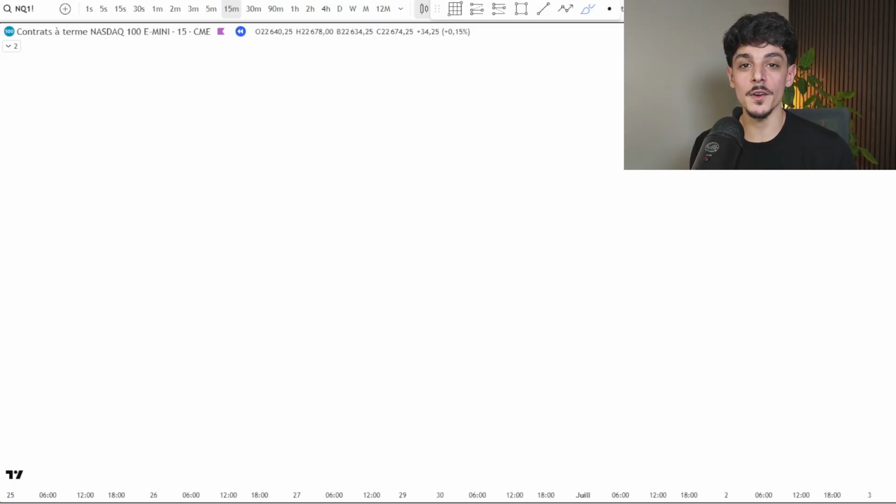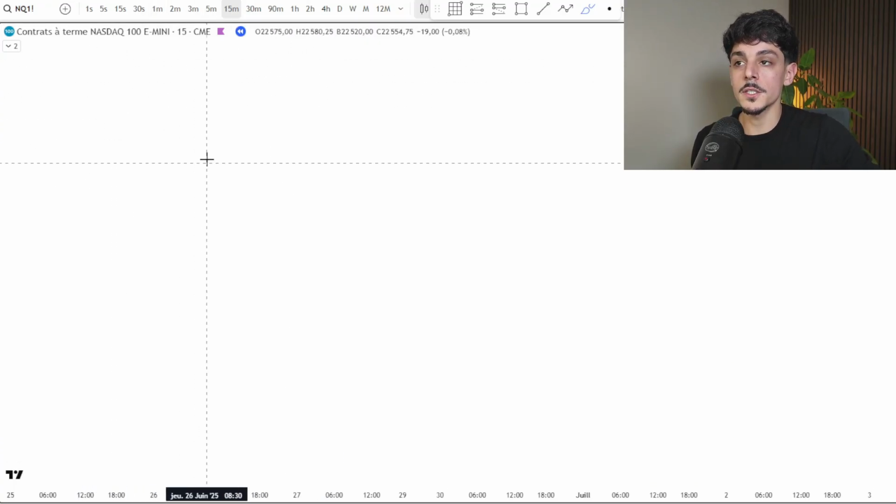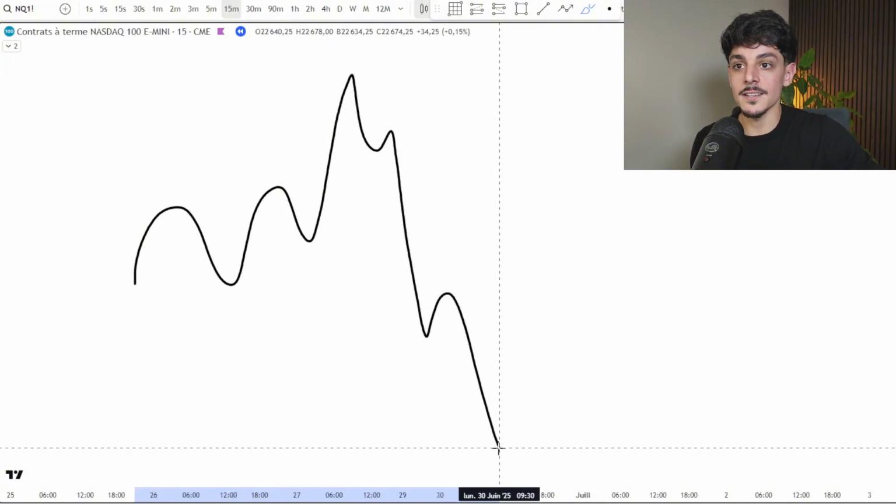Now I want to make sure that you guys understand this model completely, so let me dumb it down by drawing it like I was a baby. So first thing you will look for is that you will go on the 15-minute chart and basically just look for buy side and sell side liquidity pools.